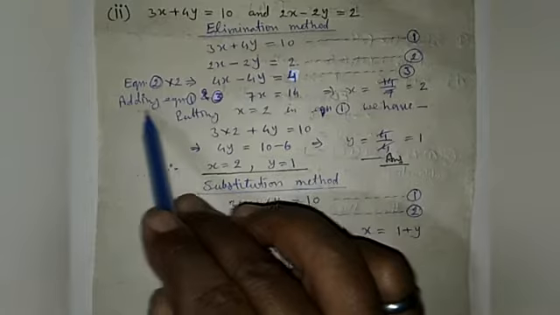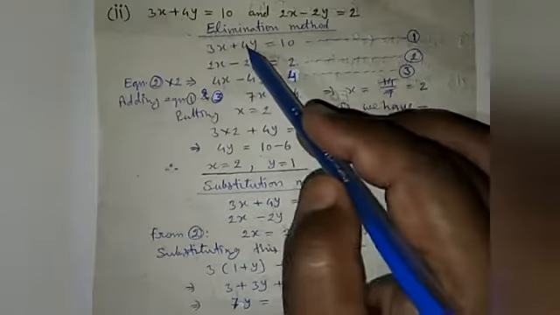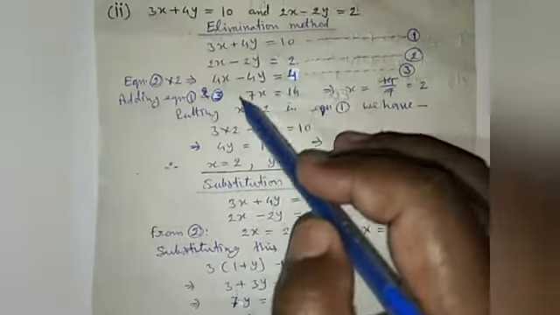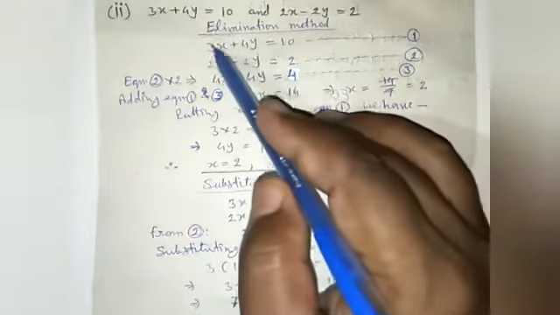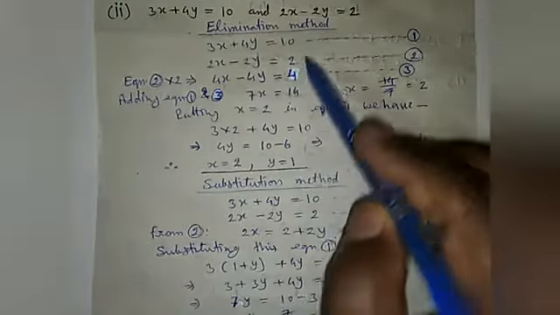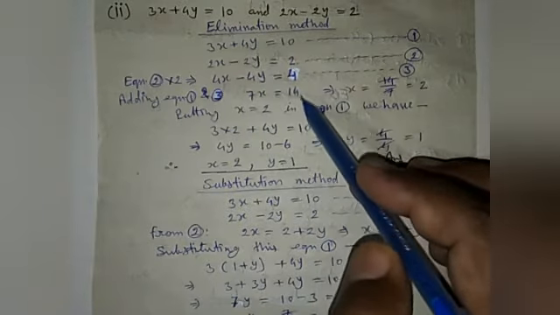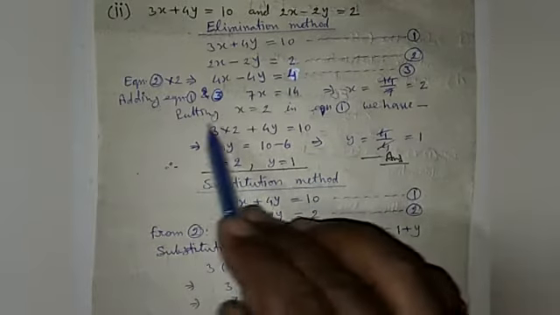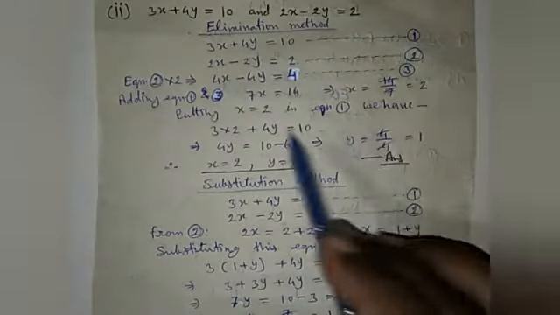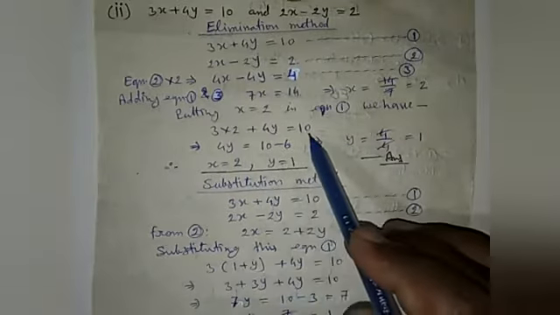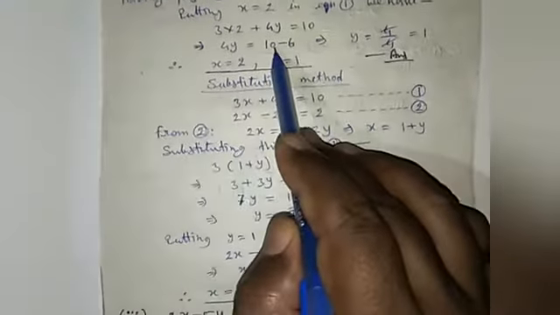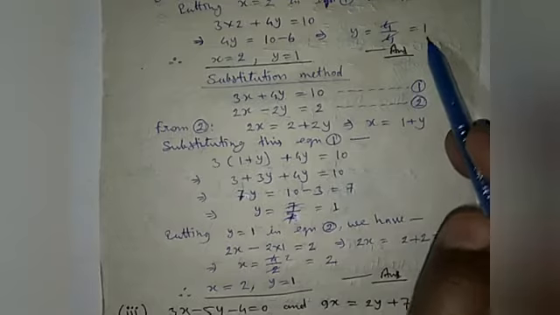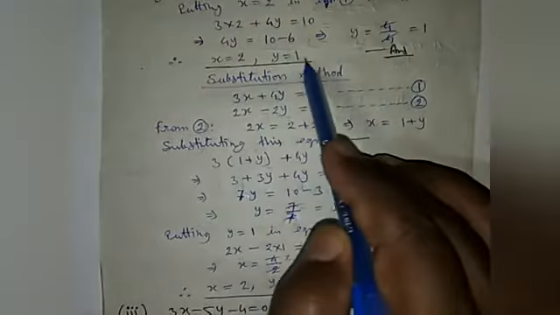Now adding equations 1 and 3, because the signs of the coefficients are opposite, we add. Adding 1 and 3 we get 3x plus 4x, that is 7x, and 10 plus 4 equal to 14, and y is cancelled out. So x equal to 14 upon 7, that is 2. Putting the value of x equal to 2 in equation 1, we have 3 into 2 plus 4y equal to 10. So 4y equal to 10 minus 6, that is 4. So y equal to 4 upon 4, which is 1. So the solution is x equal to 2 and y equal to 1.